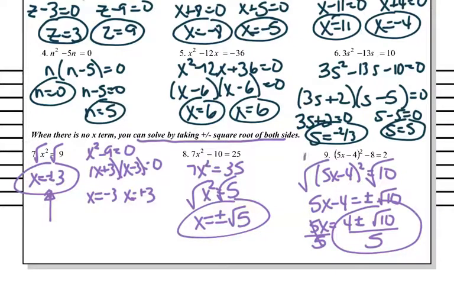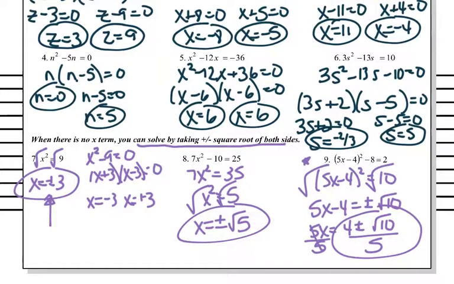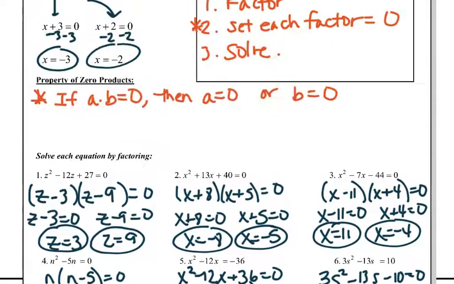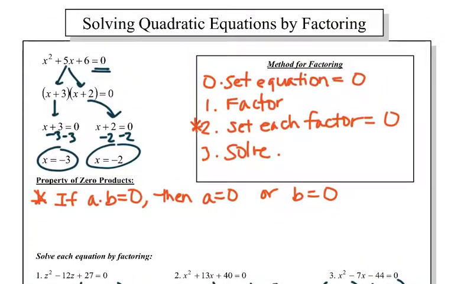By the way, number 8 and number 9 could not have been solved by factoring, with those square root answers, but they can be solved by this method. So here is solving quadratics by factoring.